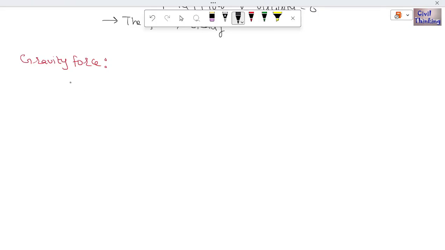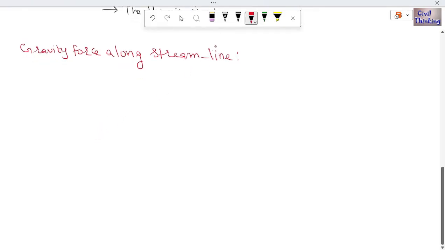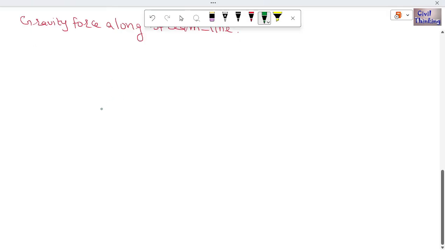So let us begin with the gravity force along the streamline. Now let us say this is our streamline, S for streamline.